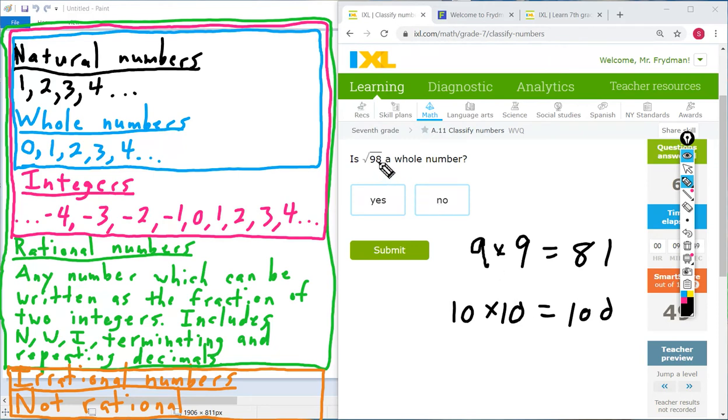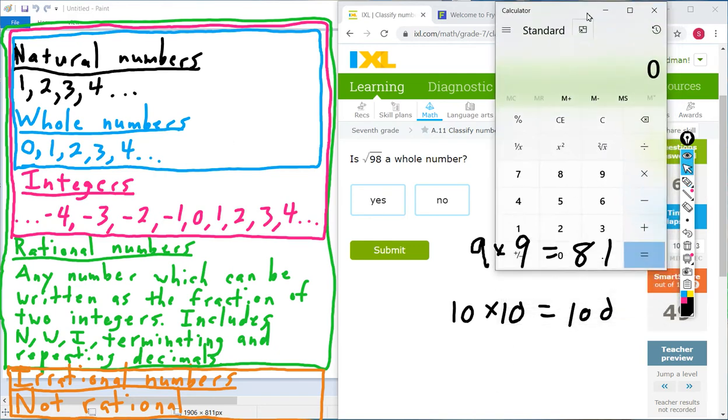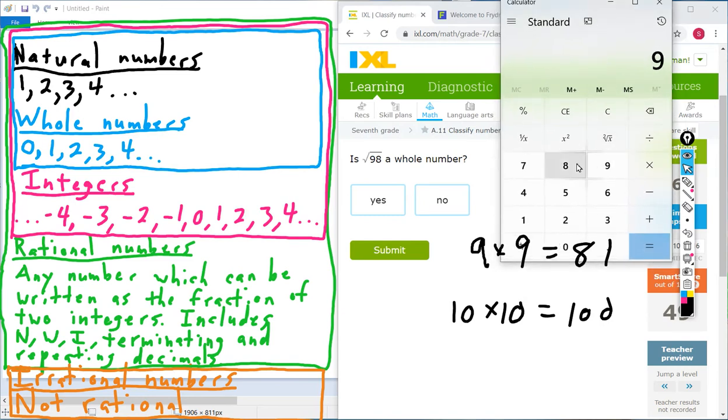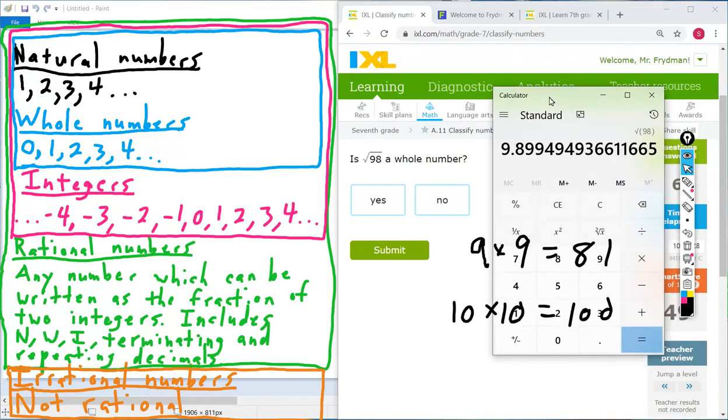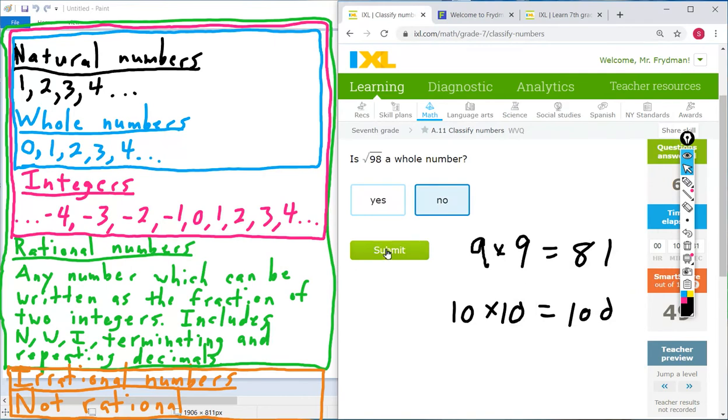So I know that the square root of 98 must be somewhere between 9 and 10, but that means that it can't be a whole number. 9 is a whole number, 10 is a whole number. There are numbers between 9 and 10, but they're decimals, right? They're not whole numbers. You could go to your calculator also to do this one. I'll click 98 here and then hit square root, and it gives me 9.899, etc. That is not a whole number, so we're going to click on no for that one.